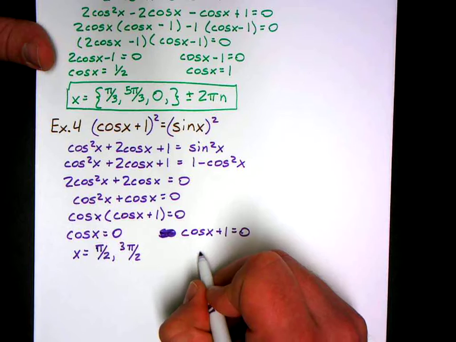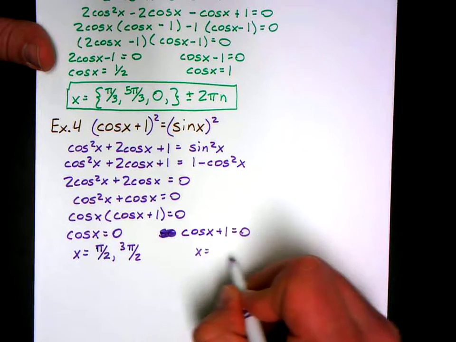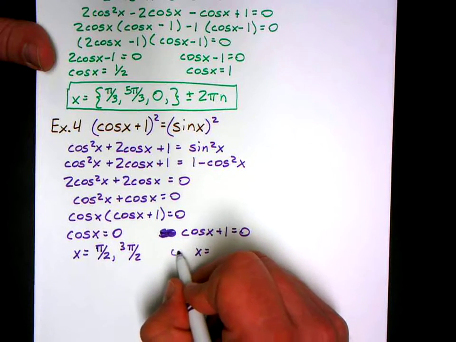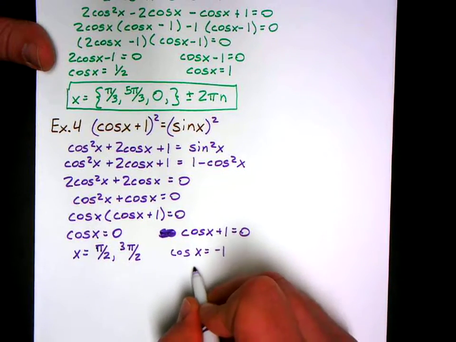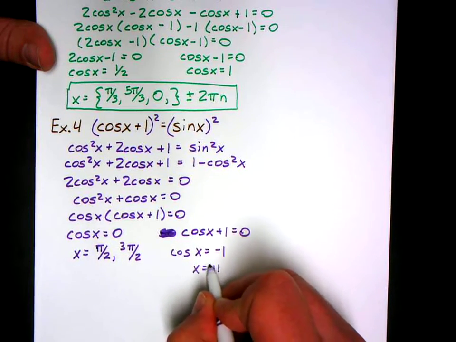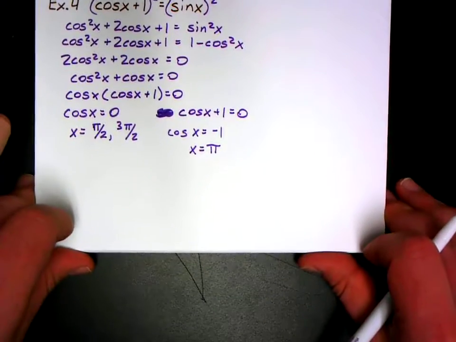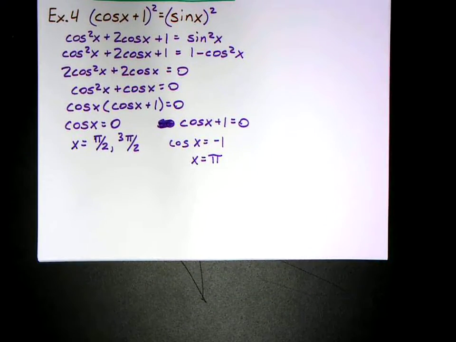And cosine equals negative 1, sorry, I should actually solve that out, at pi. Okay, now, since I squared it, I have to double check my answers, because they're not all going to work. I created answers that are not real.